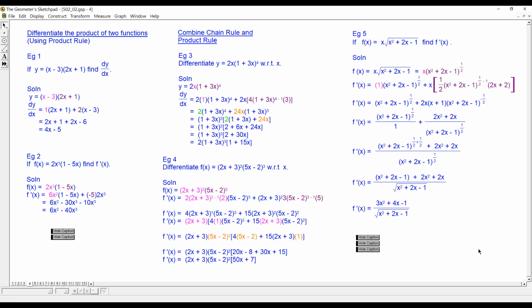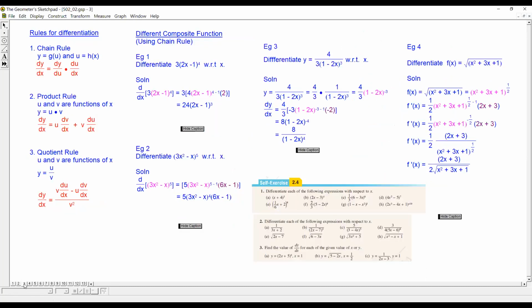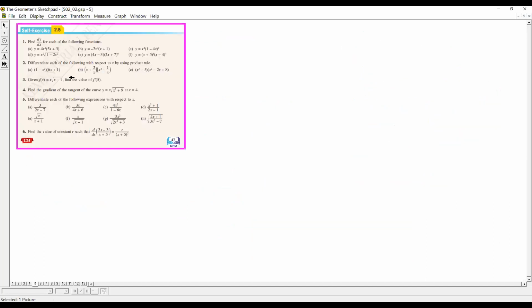If you are still doing it, then you can just leave it aside. Then you listen to how to do this one first. We have some with square root, one with a square root here. This one also has a square root, but this one is easier.